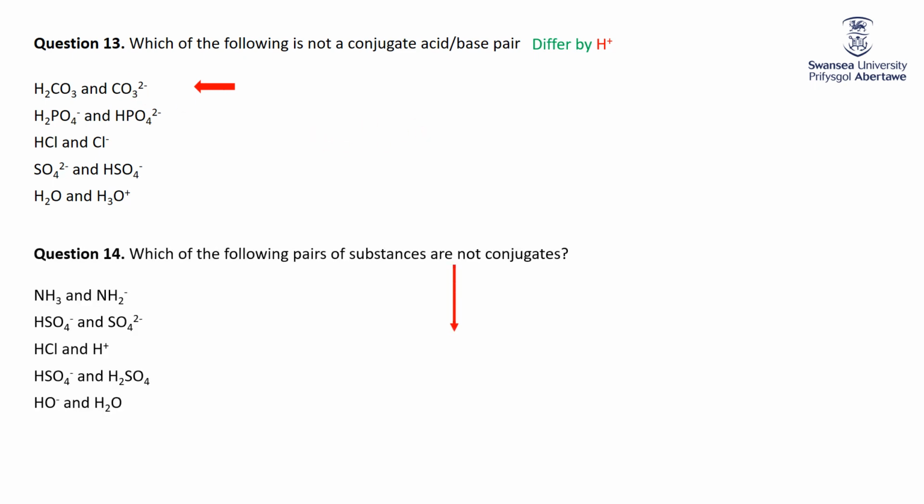Same question, same concept. They differ by H+, NH3, NH2-, acid, believe it or not, and its conjugate base, because the H2SO4 has the H+, acid, conjugate base, but HCl and H+ differ by Cl-, so therefore they are not conjugates.